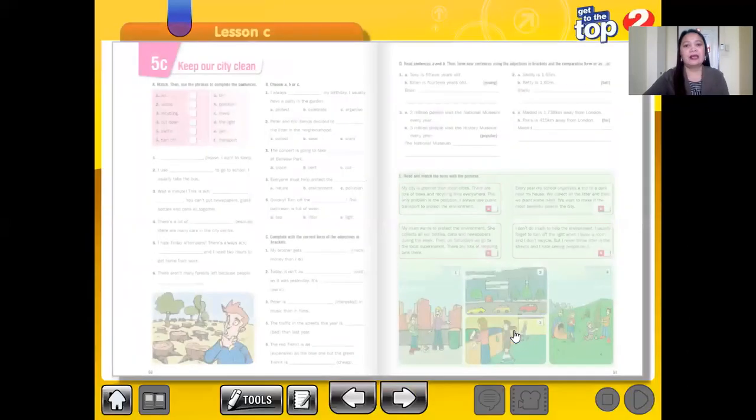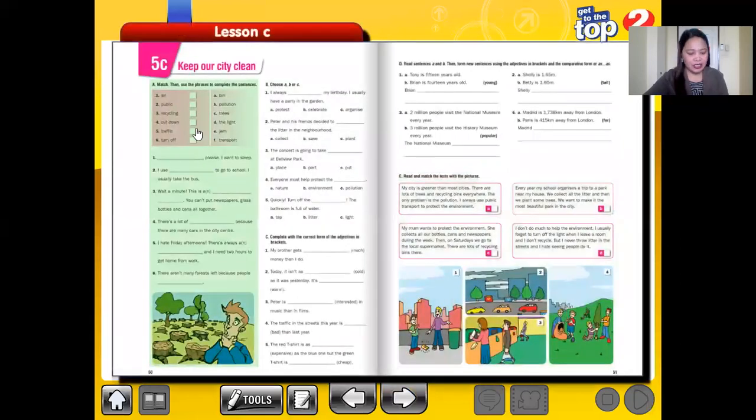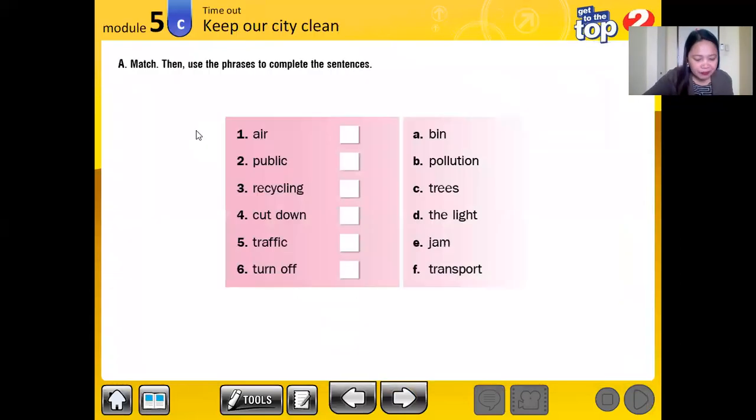Workbook page. Open your workbook to page 50. Okay, 50. Workbook, please open your workbook to page 50, 5C, activity 1. All right, so match, then use the phrases to complete the sentences.